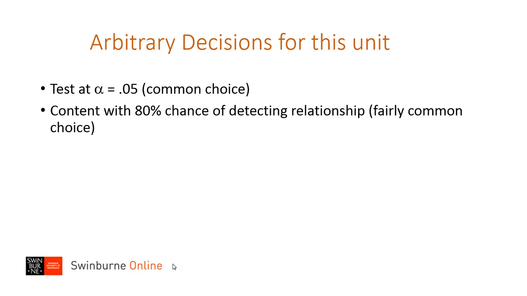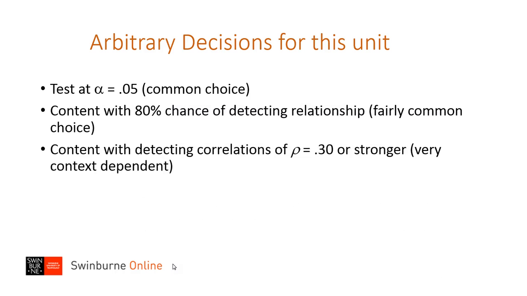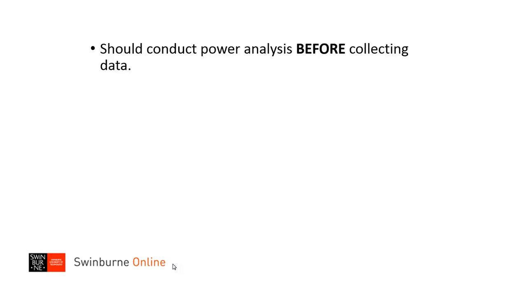We are content with an 80% chance of being able to detect the correlation, and we are content with being able to detect correlations of 0.3 in the population or stronger. Correlations that are weaker than 0.3 tend to be uninteresting anyway because they are so weak. So we are happy to just be able to detect correlations of 0.3 or stronger.